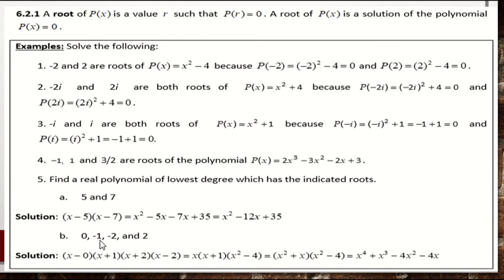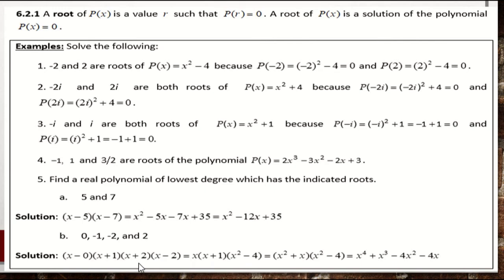Then another: 0, negative 1, negative 2, and 2. We get the polynomial as x minus 0. For negative 1, it becomes plus 1, so x plus 1. For negative 2, it becomes x plus 2, then x minus 2. Then we do the operation so we can solve it.